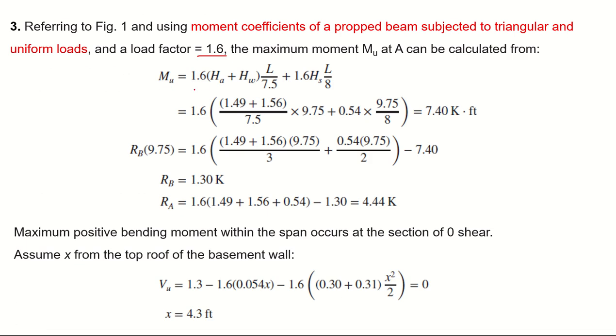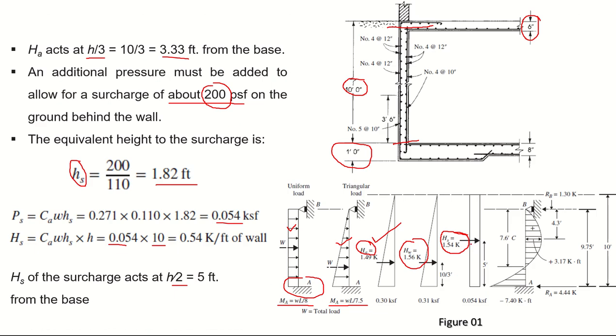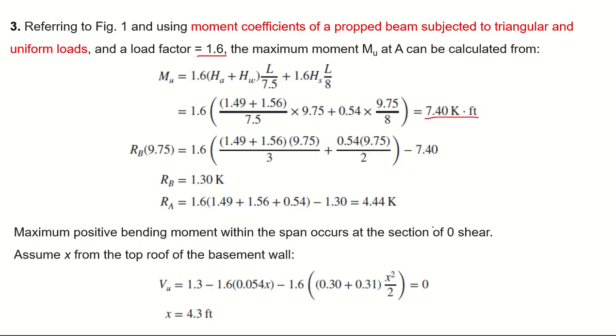So Mu is equal to 1.6, which is this factor, times HA plus HW because they are triangular, into L by 7.5, which is the factor for triangular loading, and HS is rectangular and L by 8 is for rectangular loading, right? So when we put the values in it, we will get a Mu of 7.4 kip feet, right? So we got a value of 7.4 kip feet.